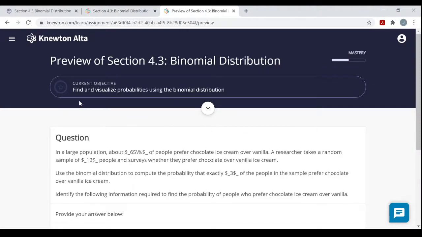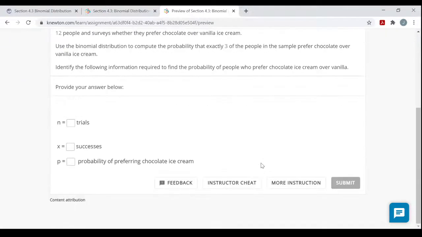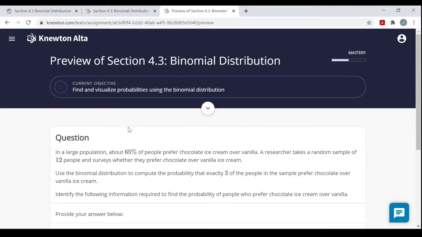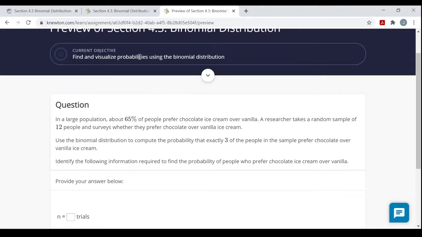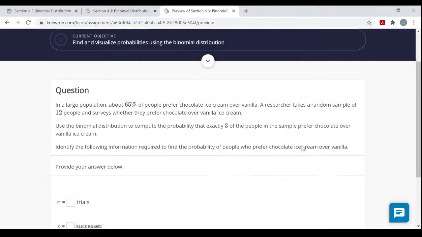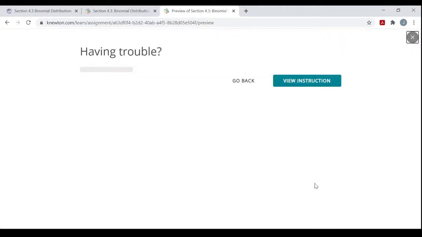All right. Now here, this is going to involve, again, just recognizing stuff about the binomial distribution. And this one, they're actually going to have some pictures drawn for you, where you get to take a look at the actual distribution on a graph, almost like a histogram. So here, again, find and visualize probabilities using the binomial distribution. I will click on more instruction.